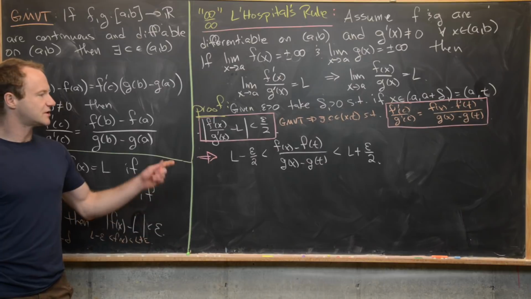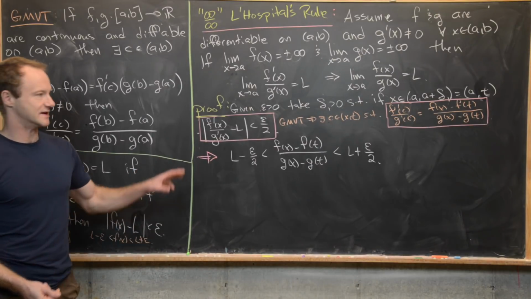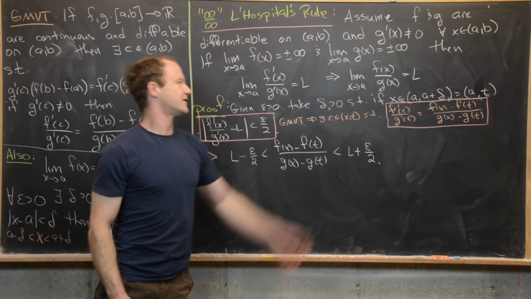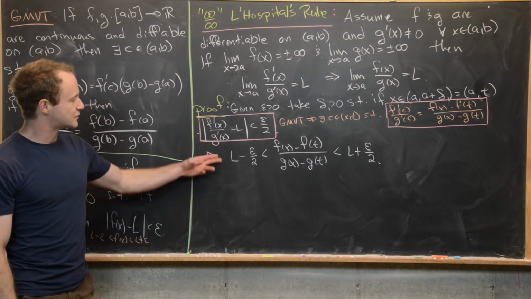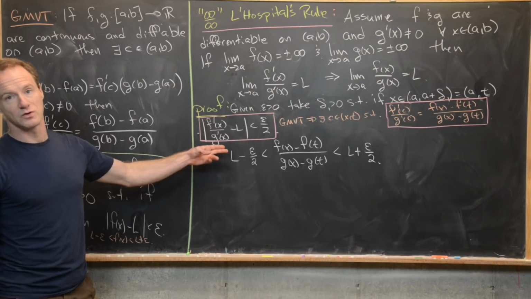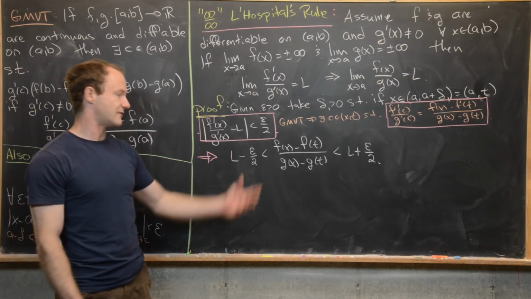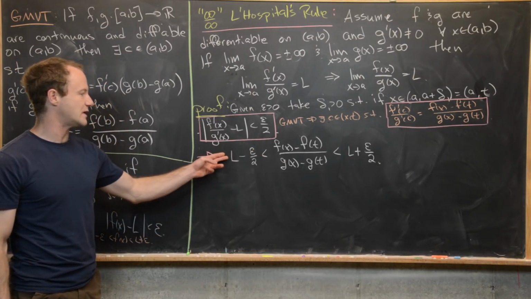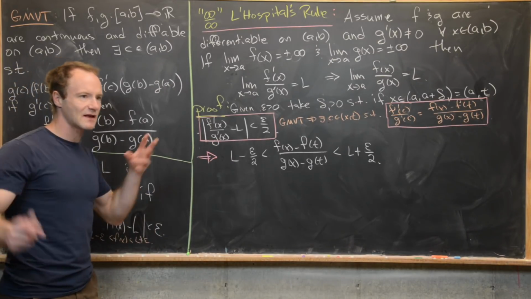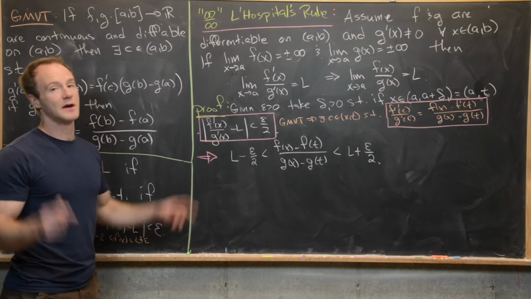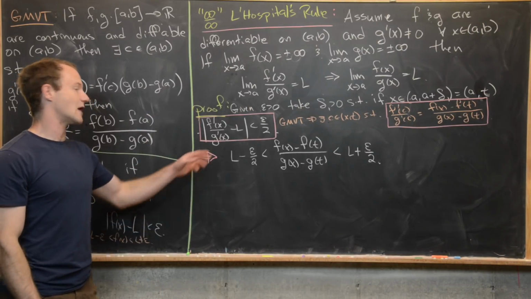Good. So now let's see what our goal is. So our goal is to find this limit as x goes to a of f of x over g of x. So we've got this thing, which is an expression involving f of x and g of x. So somehow we want to manipulate this inequality so that we can get the f of x over g of x by itself. So let's see how we can do that.